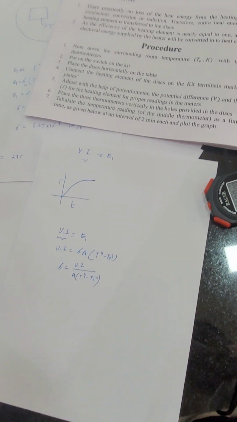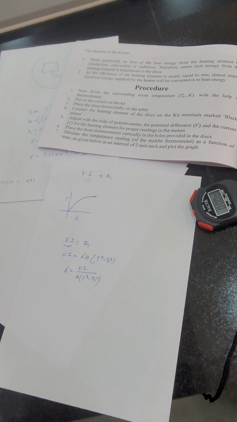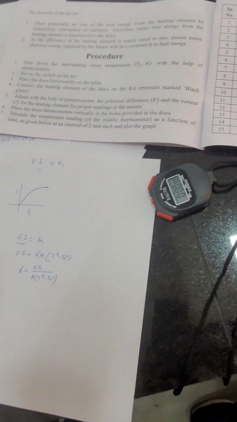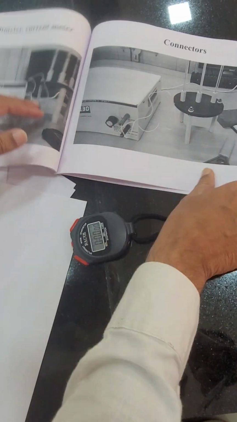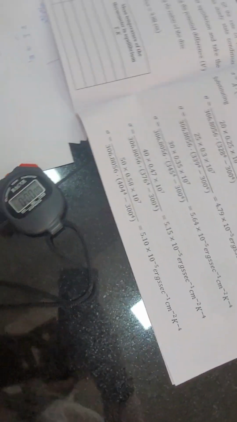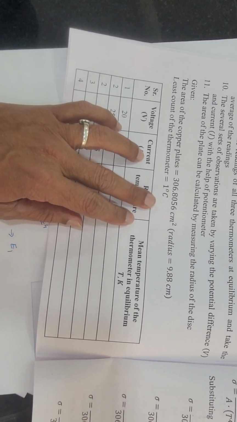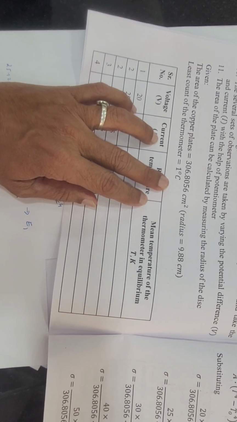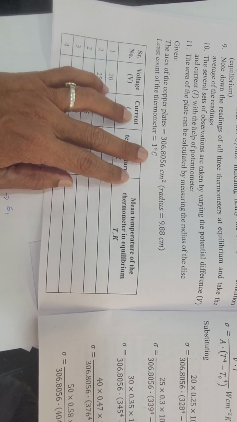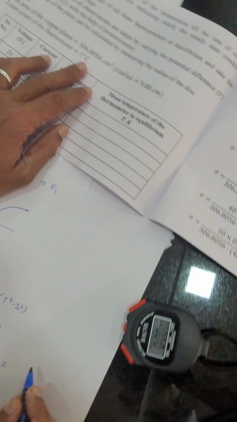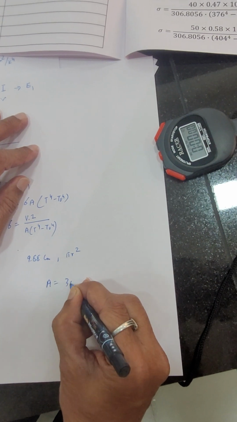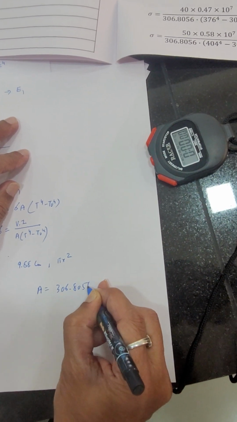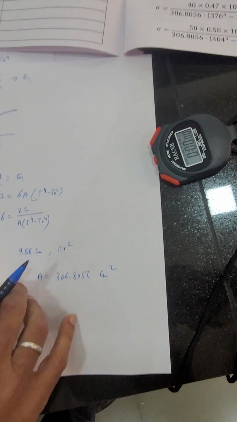Now let me explain how we are going to calculate the area of these copper plates in the experiment. In our experimental set, the radius of the copper plates is 9.88 centimeter, and if you calculate the area, then the area will be calculated by pi r square. So if you substitute r into this, then the area of the copper plates will be 306.8056 centimeter square. So area is known.